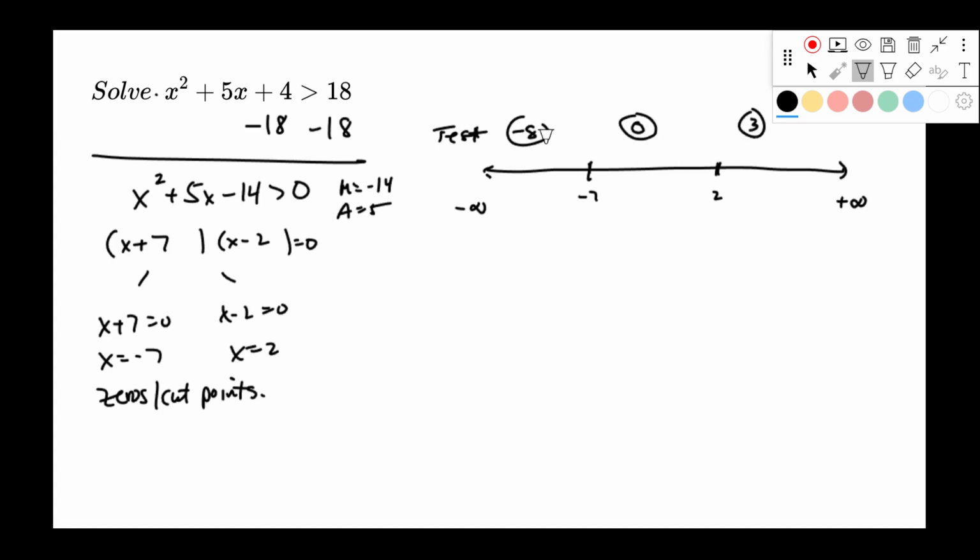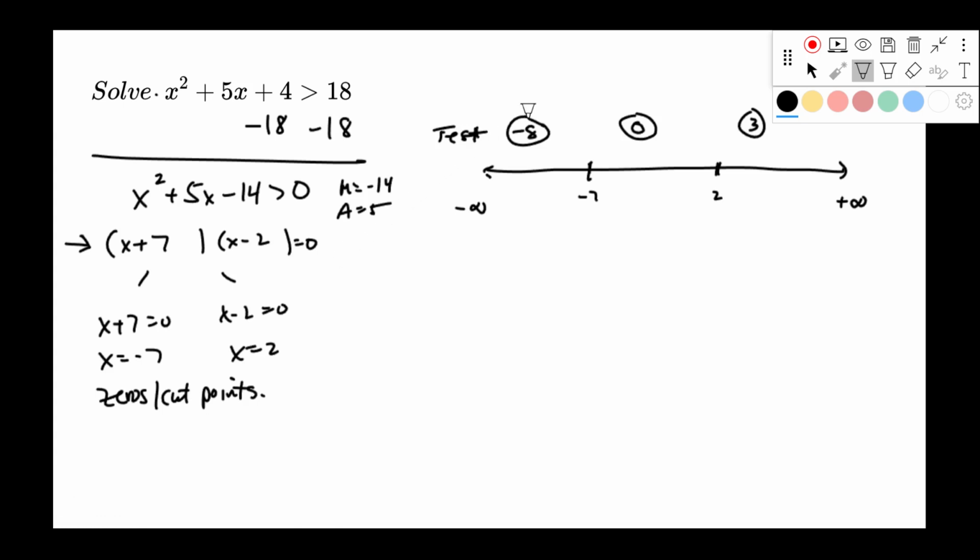So now, here's what I want to do. I want to test each one of these numbers in the equation that's been factored. That's the easiest one to work with because I don't care about what numeric answer I get. I only care about the sign of the answer, whether it is positive or negative. That's all I care about.